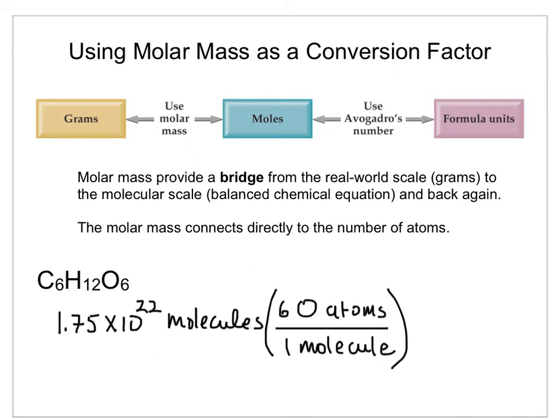To determine the number of oxygen atoms in our sample, we take the number of molecules that we have in our sample and we multiply it by a conversion factor. In this case, the conversion factor is given by the molecular formula, which tells us that there are 6 oxygen atoms in every glucose molecule. We multiply the number of molecules then by the 6 oxygen atoms per molecule to give us 1.05 times 10 to the 23 oxygen atoms in our 5.23 gram sample of glucose.